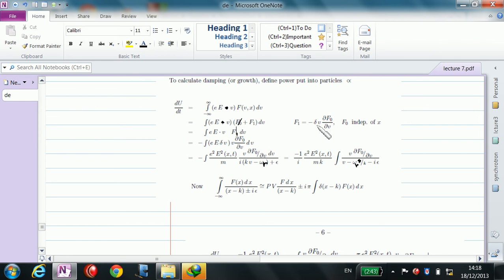Now f1 is delta v times df0/dv, so the delta maybe should be out here, but since E and delta v are in the same direction, I don't think it matters too much. We know what delta v is in terms of E, so E times delta v is basically little e squared big E squared divided by m. And this looks okay. This is just the velocity times df0/dv.